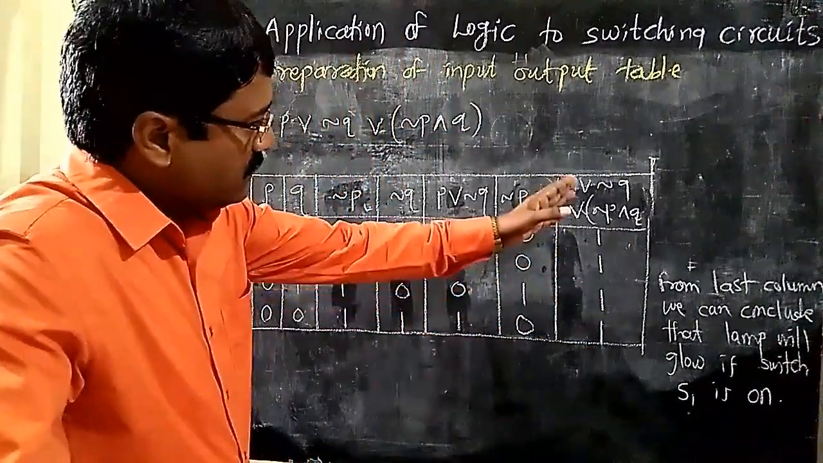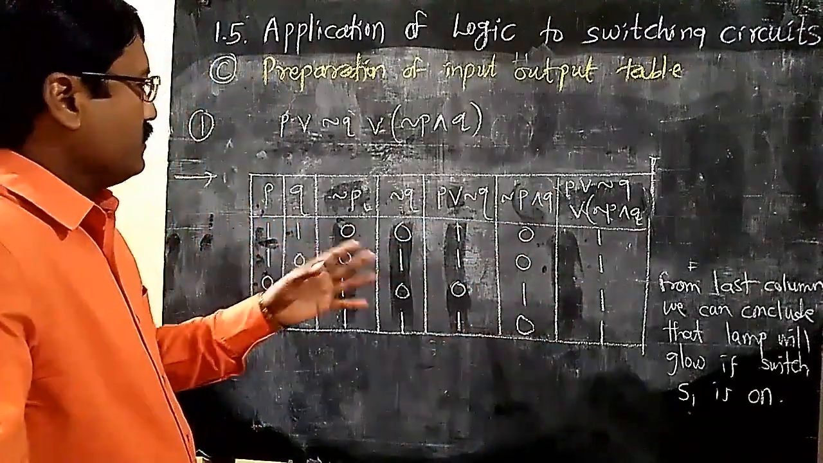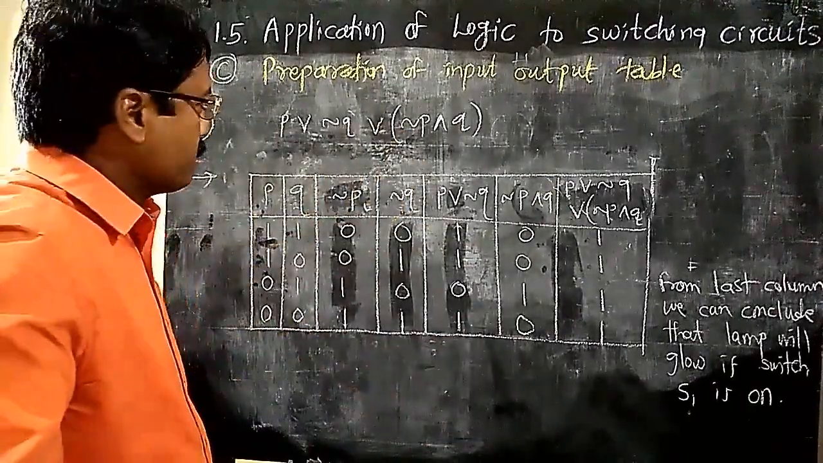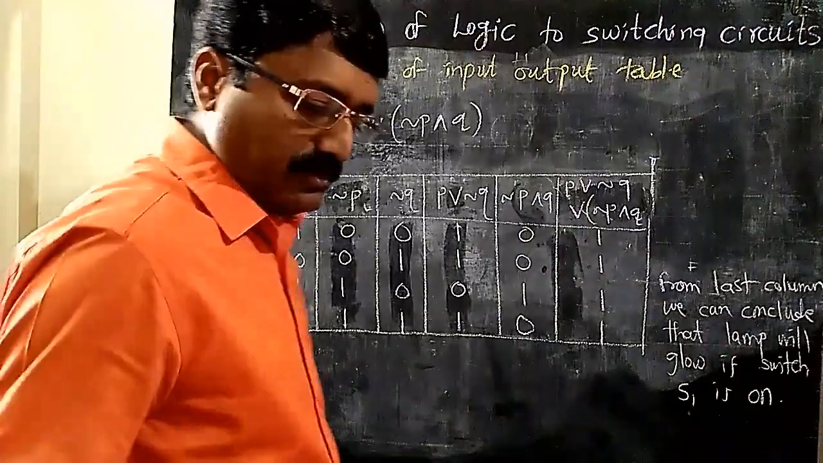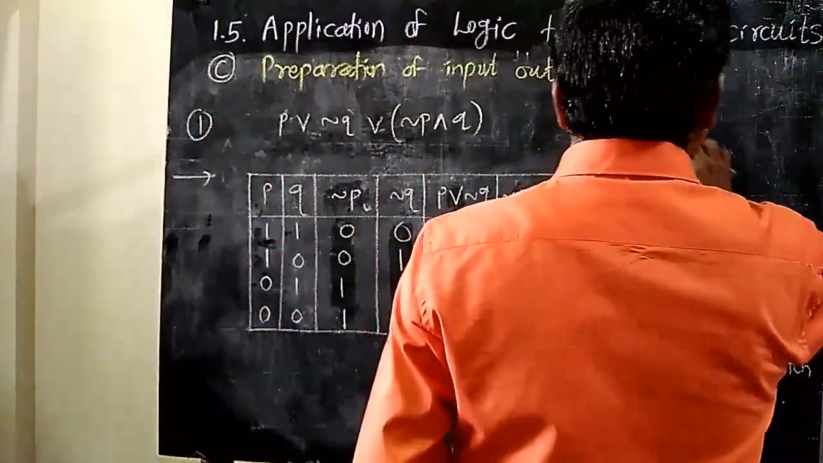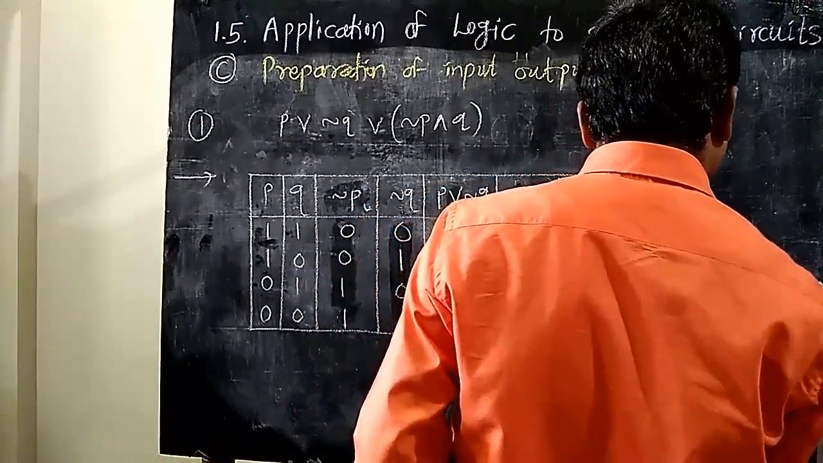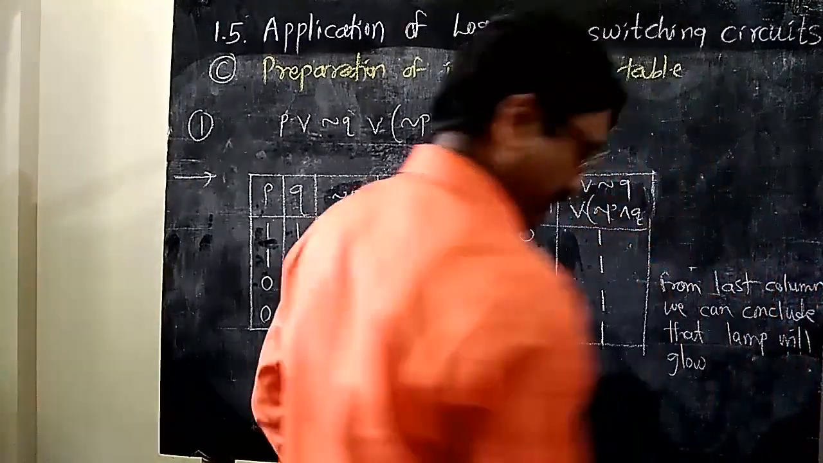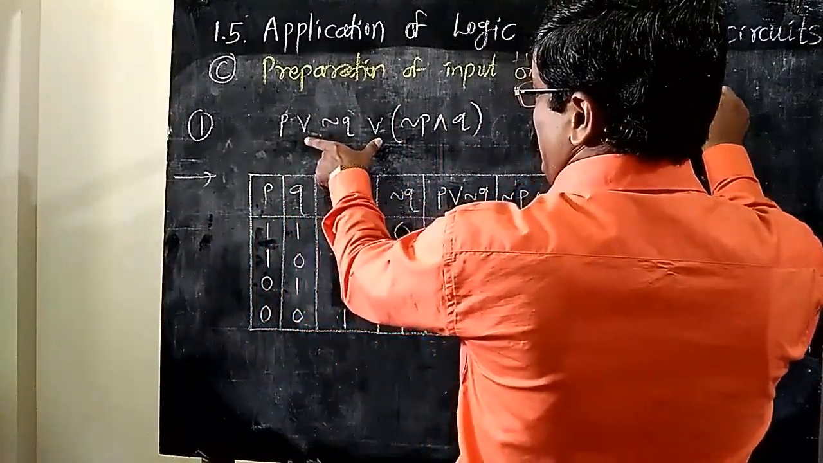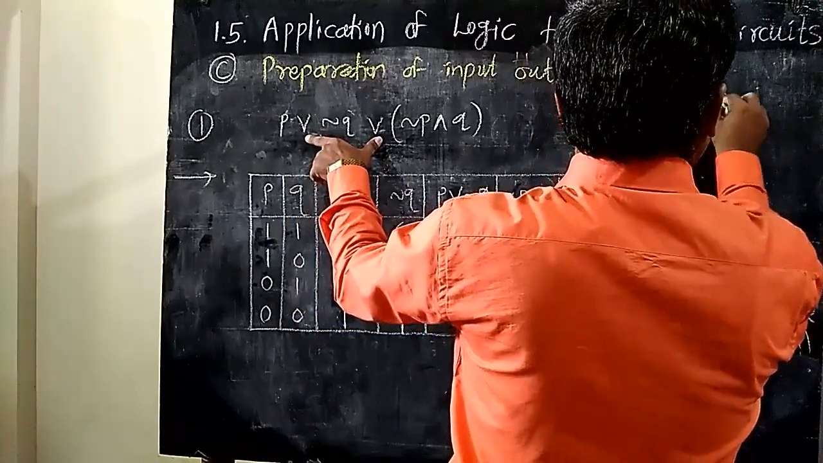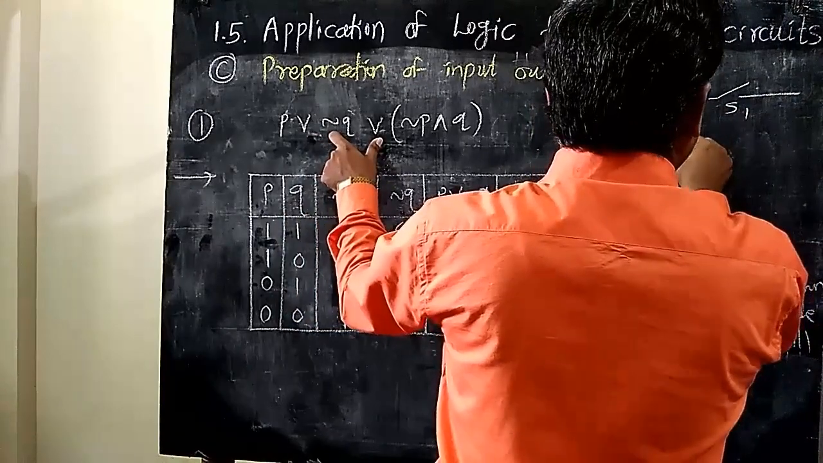1 1 1 means current will always flow through that circuit. It does not depend on the combination of switches. If switch S1 is closed or open, there will be no effect. Let us see the switching circuit for this. P, that is S1. These two are in parallel combination. So only one switch is there, S1. The second switch is S2 dash.